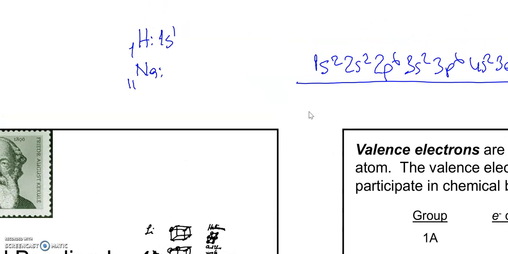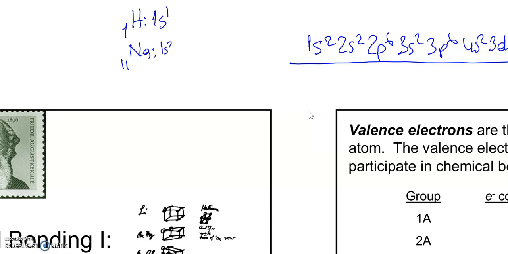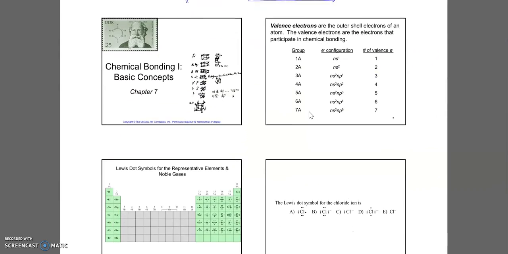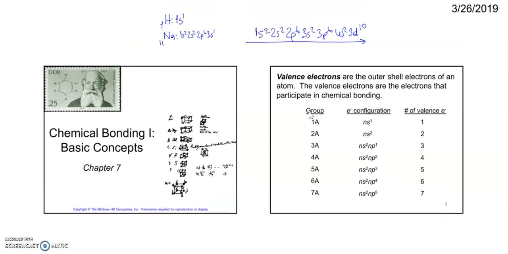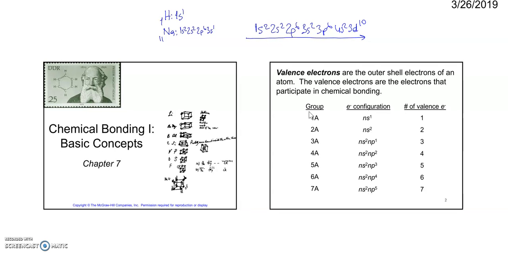For sodium, we have 11 electrons. It's going to be 1s2, 2s2, 2p6, 3s1. So let's work on potassium, and potassium has 19 electrons. So I'm going to go 1s2, 2s2, 2p6, 3s2, 3p6, 4s1. So 2 plus 2 plus 6 is 10, 2 is 12, 6 is 18, and 1 is 19.